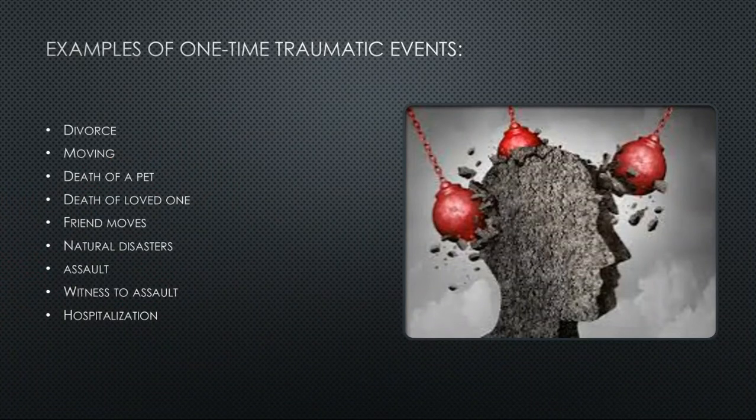Examples of one-time traumatic events include divorce, moving homes or schools, death of a pet, your relative passing away, a friend moving away. Then there are some larger ones, such as tornadoes, hurricanes, sexual assault, physical assault, sudden death of a parent or caregiver, hospitalization, or even witnessing someone being assaulted. Again, this can be a hard topic to cover. Be understanding and remember to be helpful within the role that you are taking. When you are both ready, move on to the next slide.